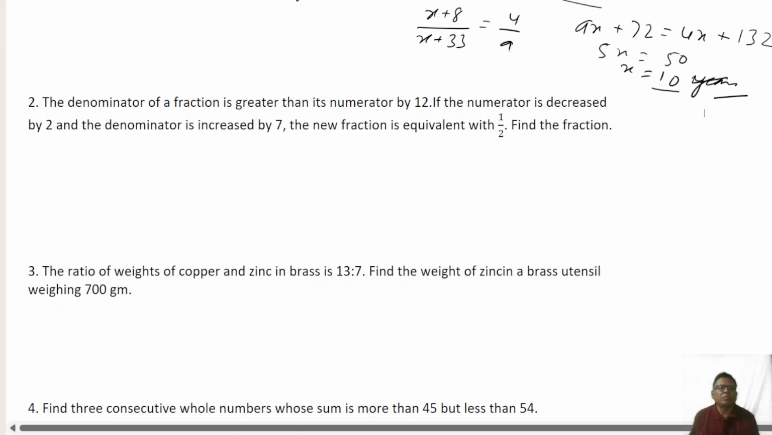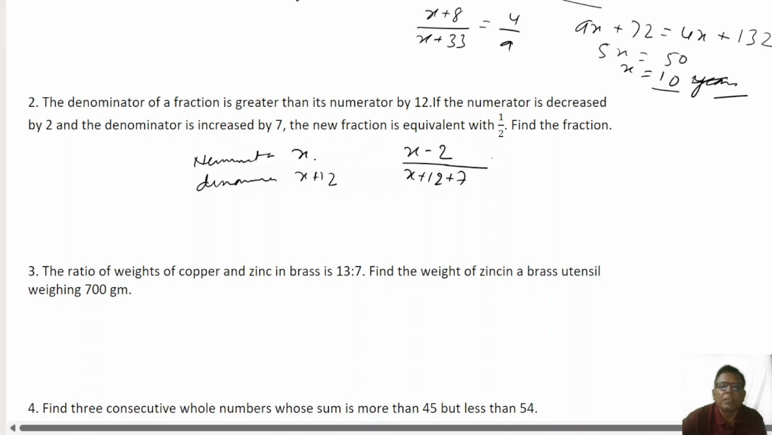Now come to the next question. The denominator of the fraction is greater than the numerator by 12. So let the numerator be x. Then the denominator of the fraction is greater than its numerator by 12, so the denominator will be x plus 12. If the numerator is decreased by 2, so x minus 2, and the denominator is increased by 7, then the equivalent is half.